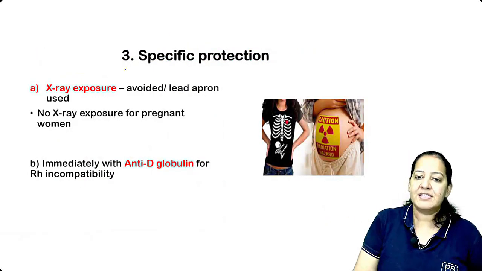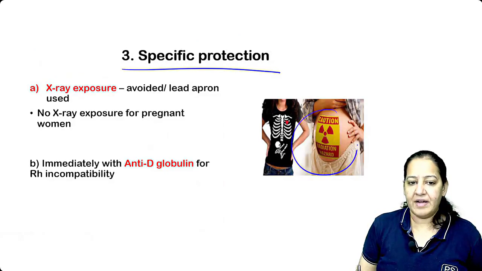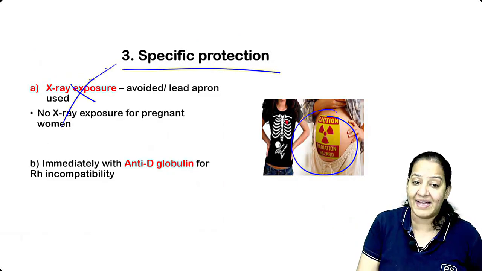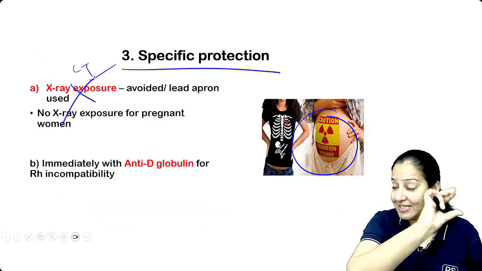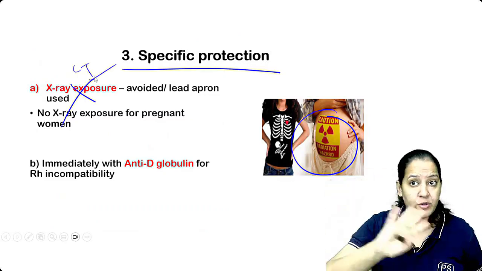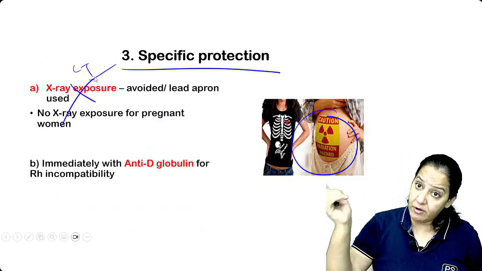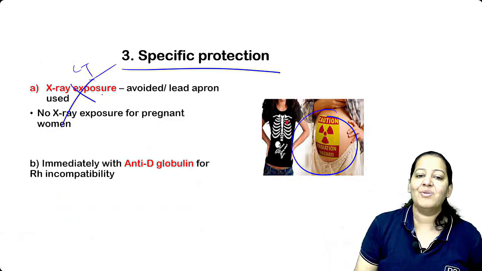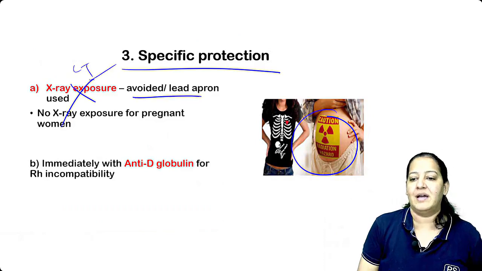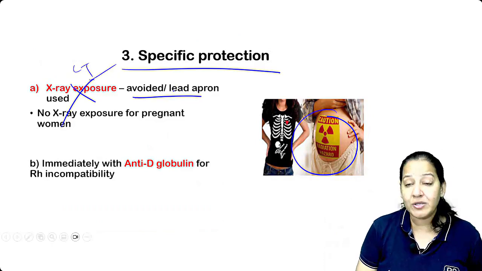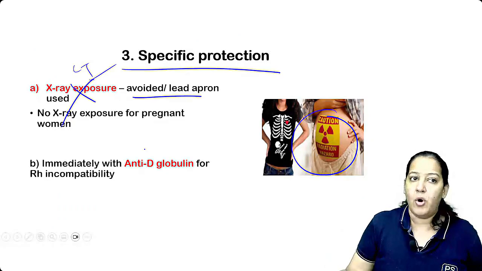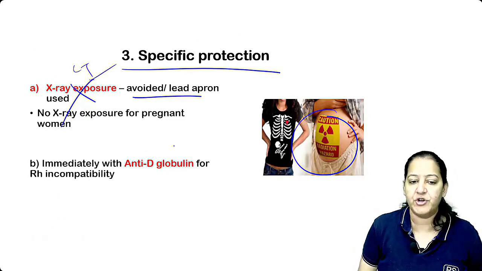The next is specific protection. Any pregnant female, X-ray exposure should not be there. So on all the X-ray and CT scan rooms in hospitals, it's written in a big way: if you are pregnant, don't enter. If you're not sure whether you are pregnant or not, then also don't enter. So the X-ray exposure is avoided. And all the radiologists should wear a lead apron before they enter the X-ray room or the CT room. Okay, it should be covered.